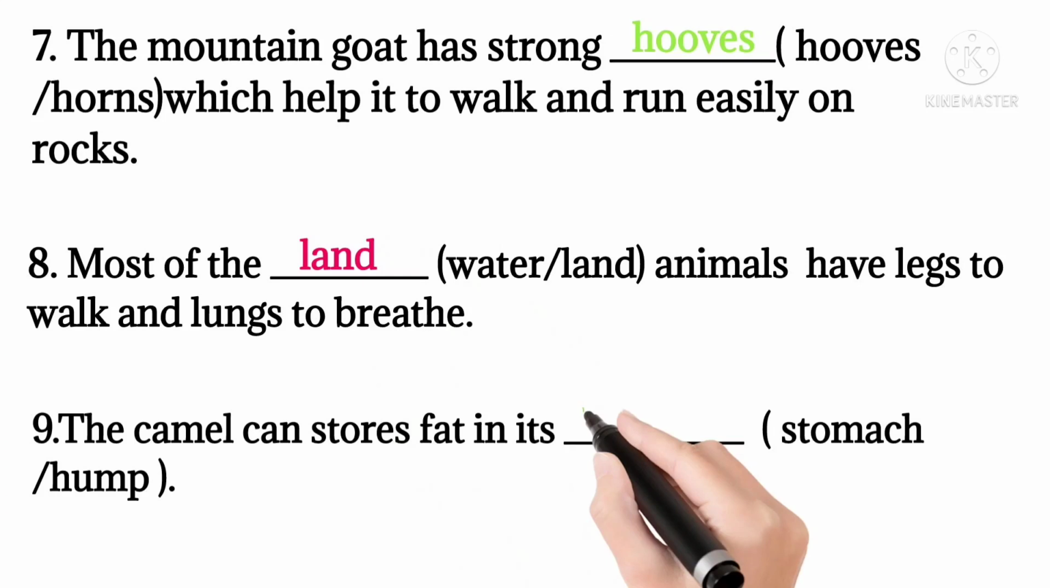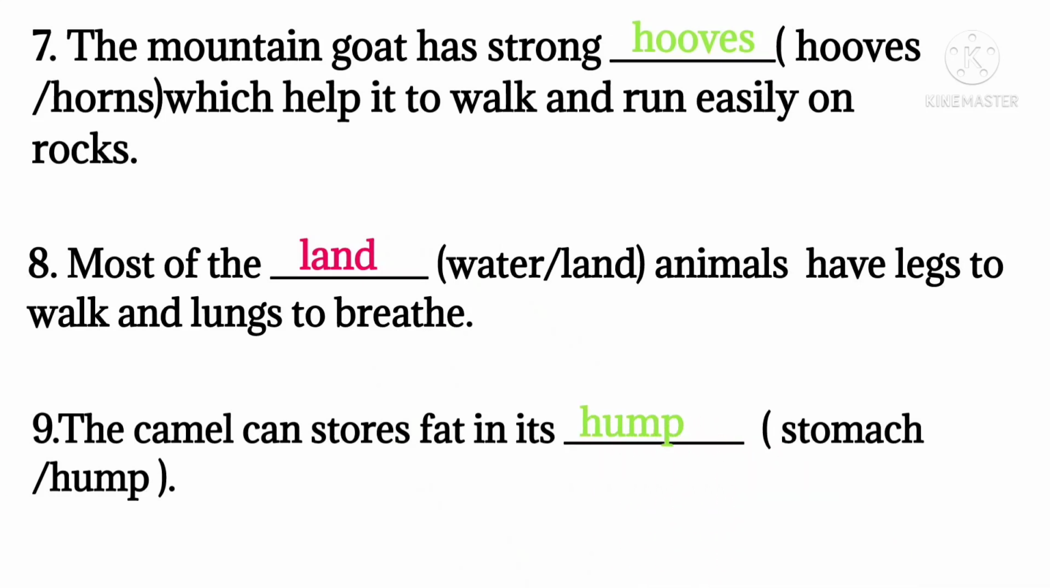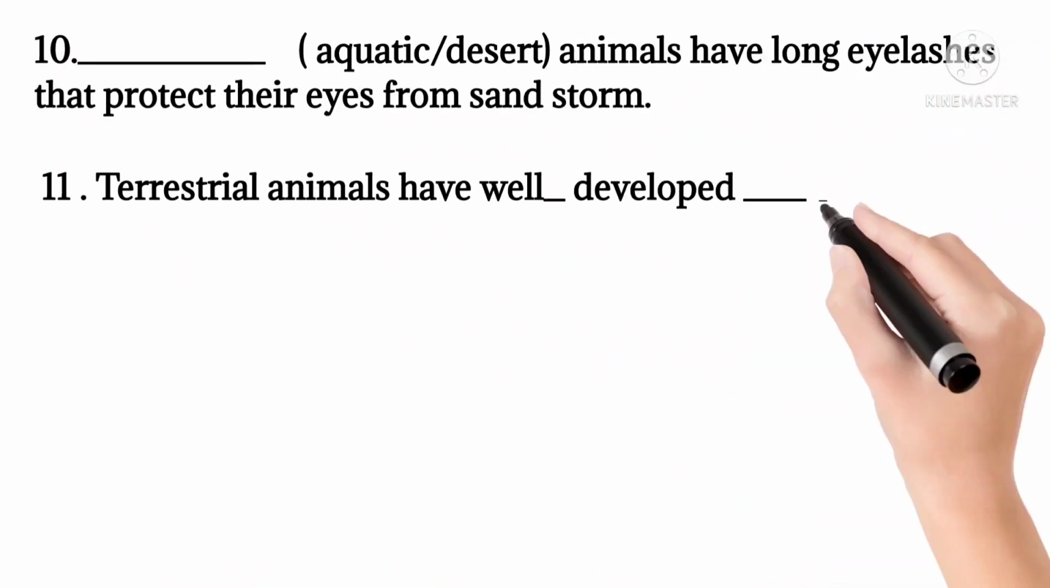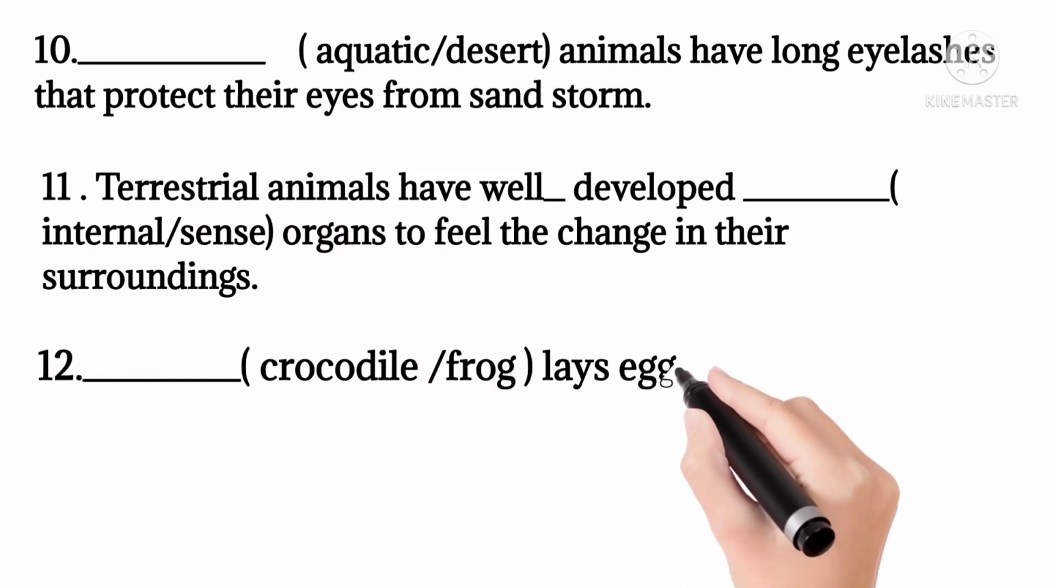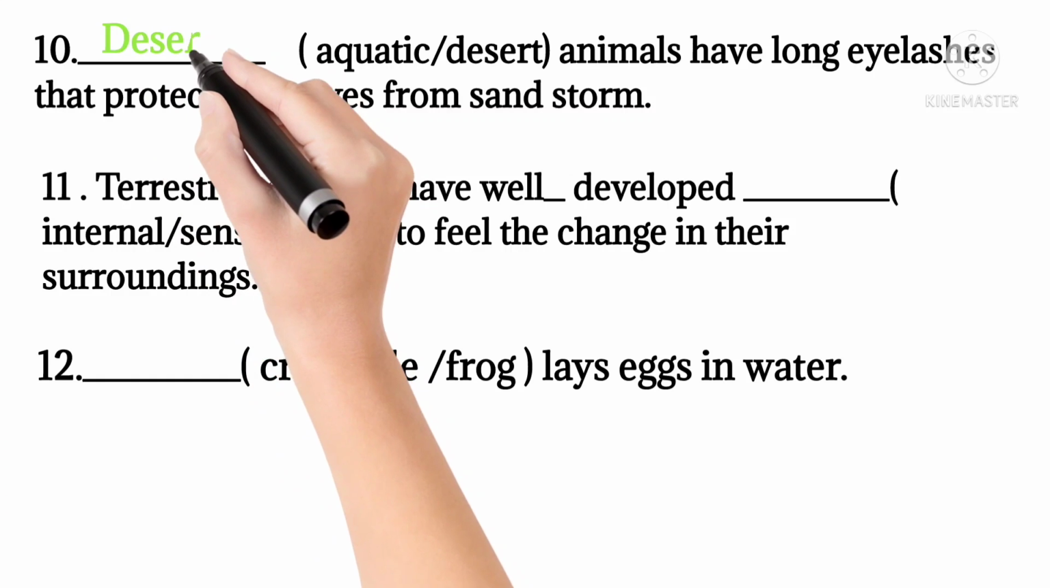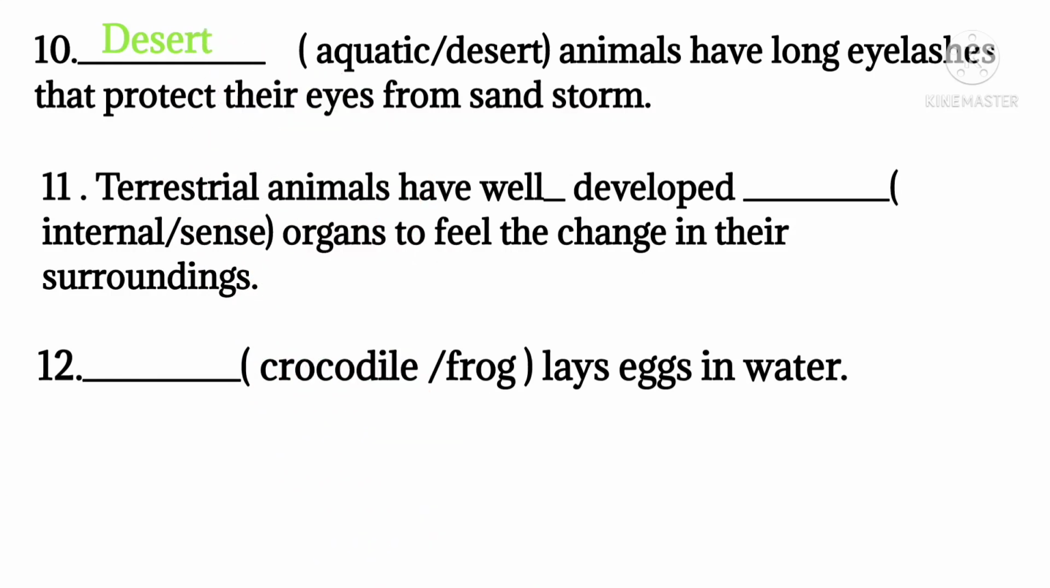9. The camel can store fat in its stomach or hump. Correct answer is hump. It can store fat in its hump and can live without water for many days. This adaptive feature helps them to live in deserts. 10. Aquatic or desert animals have long eyelashes that protect their eyes from sandstorm. Correct answer is deserts, because deserts are covered by a thick layer of sand.